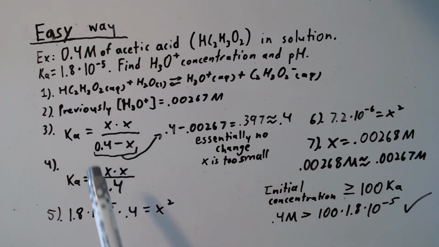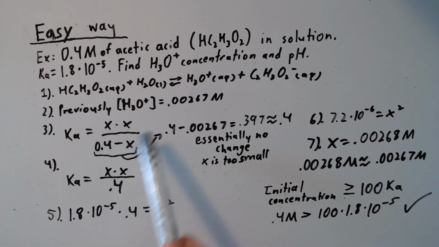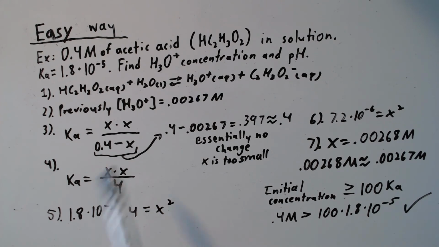So you can just keep this 0.4, take out the x because it doesn't make a difference on the bottom. You can just find the x on the top. And that is why you don't have to solve the quadratic equation. And that is why this is the easy way. And you get the answer 0.00268 molar. And it's very fast, actually. You can do this very fast. Just solve this equation, which is much faster than solving a quadratic.